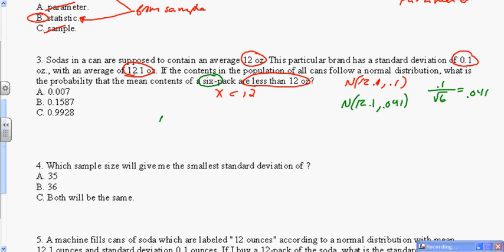Our question is 12, that's our x value, minus 12.1, divided by our new standard deviation, 0.041. That will give us negative 2.44, which table A will give us 0.0073. Now, this one we do not have to do 1 minus because it's less than. So it's our actual answer.